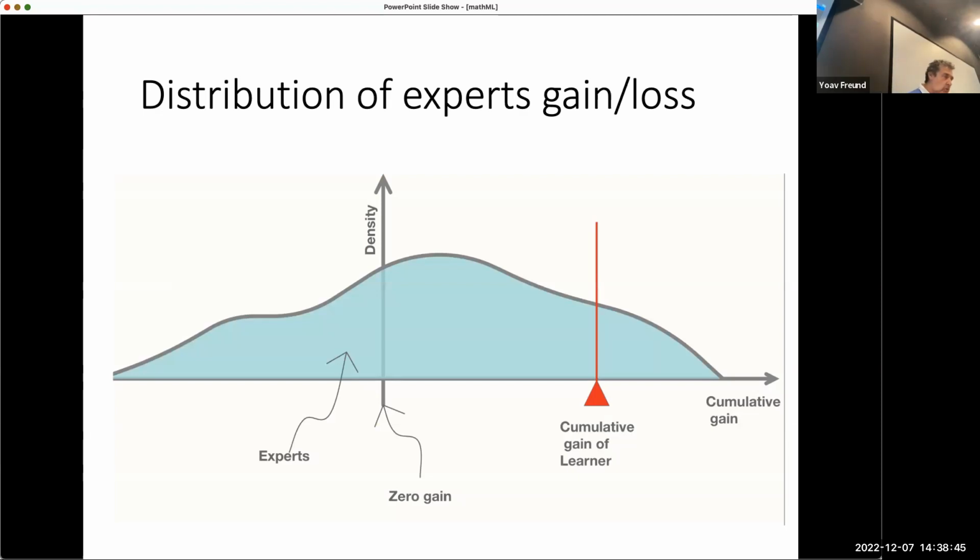Okay, so let me just show you in pictures what this game looks like, because the mathematical notation is a little dense. We have all of our experts and each one of them suffered some loss. Let's think about it as a density. It doesn't have to be a density, but it's easier to think that way. All of the experts are here. Here is 0 gain. It can be gain or loss. This mass is the experts, and this is the cumulative gain of the learner. What you want is that the cumulative gain of the learner is not going to be much worse than the top epsilon.